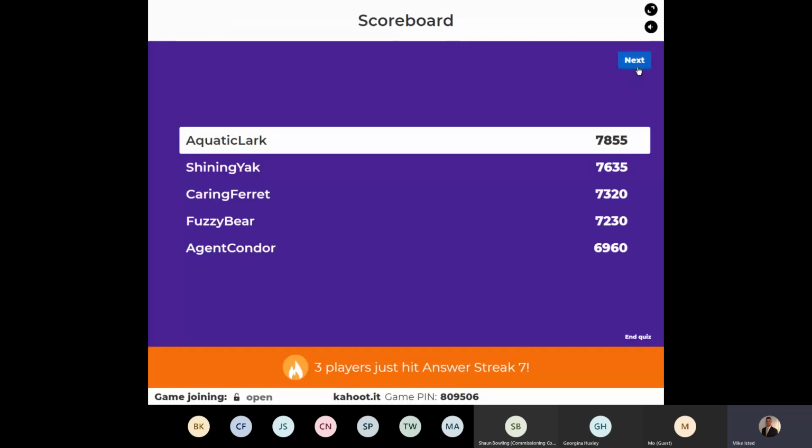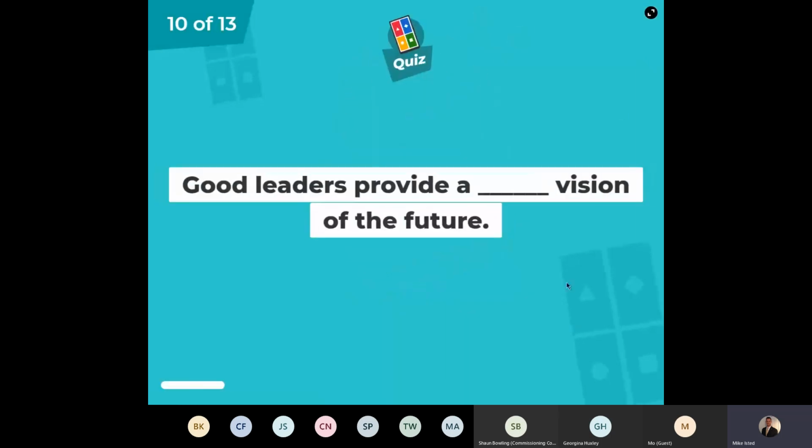Right, crikey, we're coming towards the end. Aquatic Lark is overtaken. No, Aquatic Lark is still out in the front. Shining Yak, Caring Ferret, Fuzzy Bear, Agent Condor. If you're not on the leaderboard, don't worry too much about it, because there are 3 questions left.